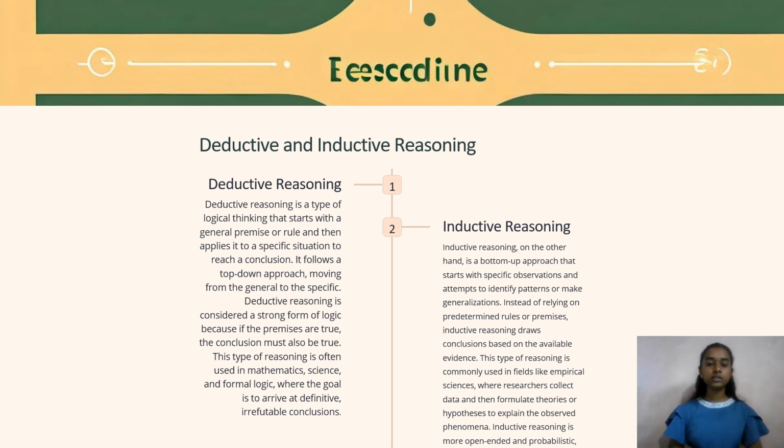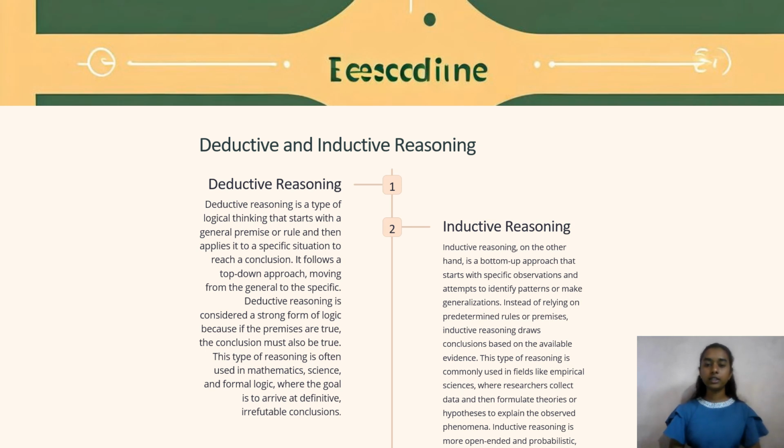Deductive reasoning is considered a strong form of logic because if the premises are true, then the conclusion must also be true. This type of reasoning is often used in mathematics, science, and formal logic, where the goal is to arrive at definitive, irrefutable conclusions.